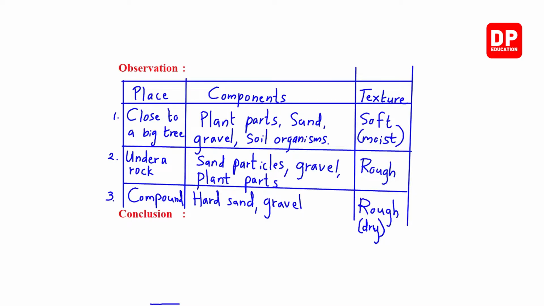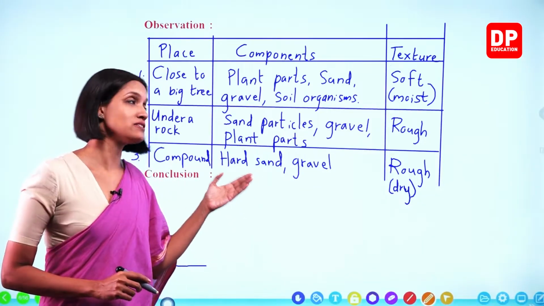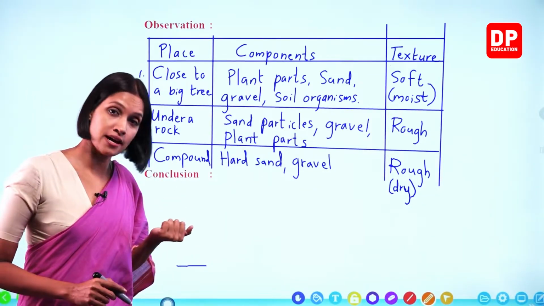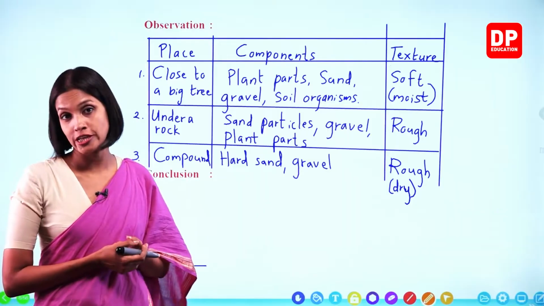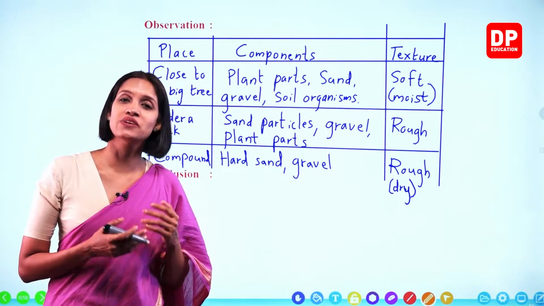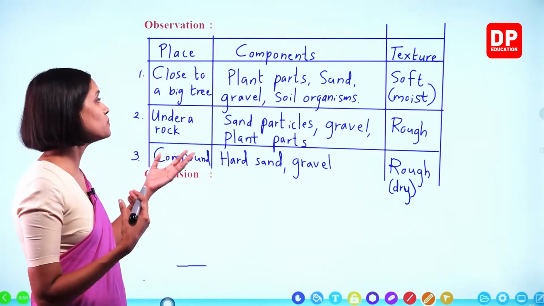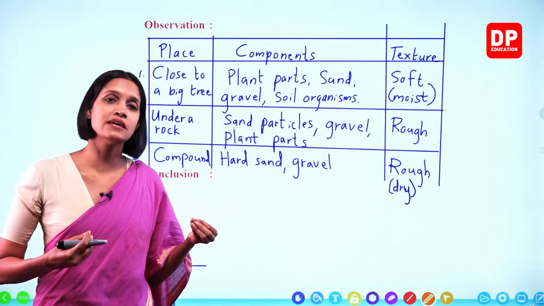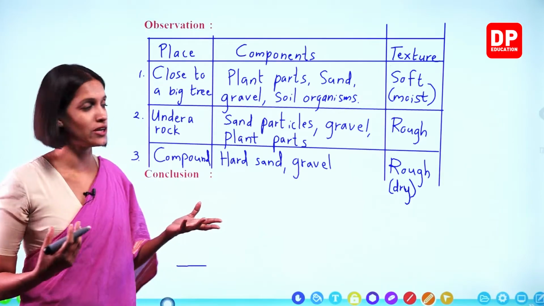Right, okay. So these are the observations, okay? Now you can do this activity using other soil samples taken from different locations, right children? So what is the conclusion after doing this activity? It's very clear. Different components are present in soil samples taken from different locations, okay?